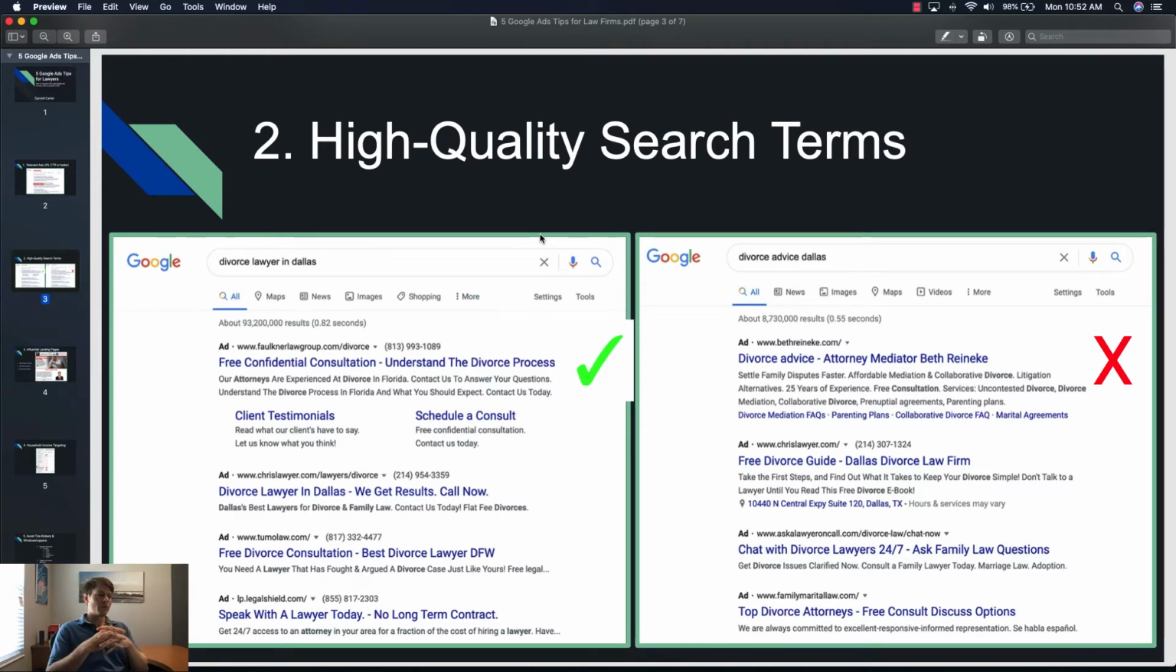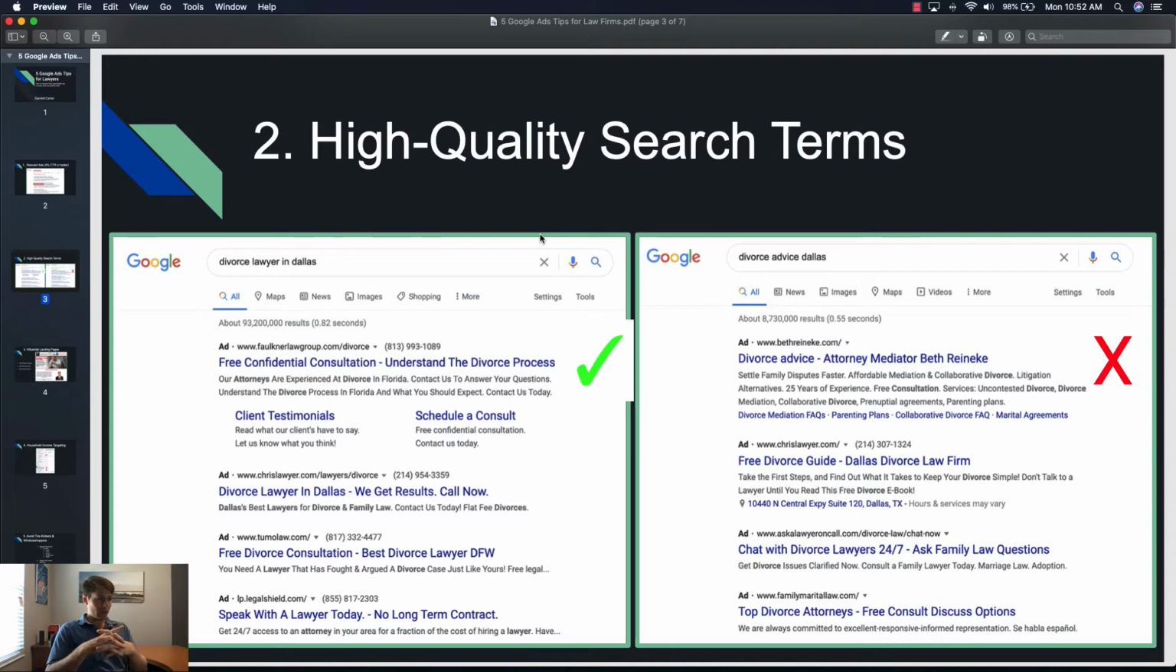All right, so the next Google Ads tip for lawyers is ensure that you're showing up on high quality search terms. As you know, if you've used Google Ads before, clicks are expensive. They're not cheap at all. And if you haven't used it and you're interested in trying it, you'll find out very quickly that you can burn quite a bit of money. So this is why tip number 2 is so important: high quality search terms.